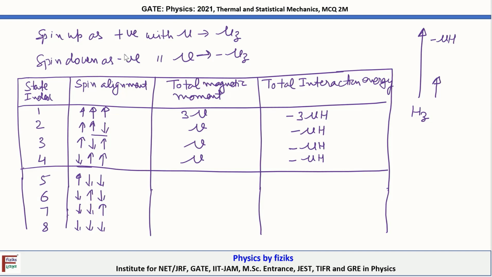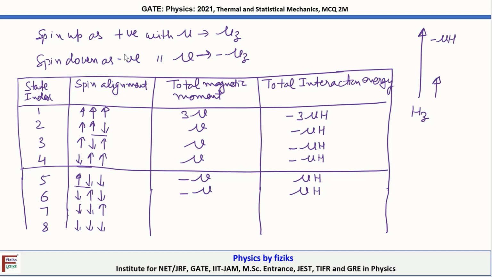One up and one down will cancel with each other. So we are left with one spin which is pointing in the downward direction, so the magnetic moment is minus mu and the interaction energy is mu h. So here also minus mu and magnetic interaction energy mu h. Here the magnetic interaction energy becomes positive because we are only left with one spin which is pointing in a direction opposite to the field.